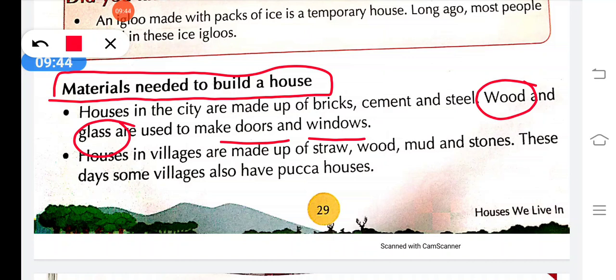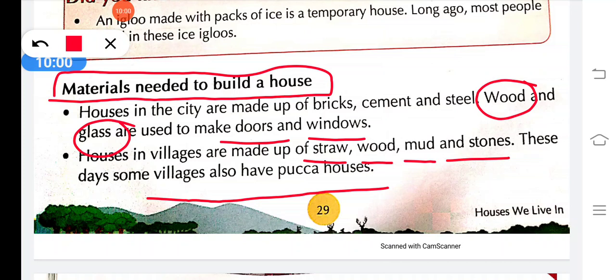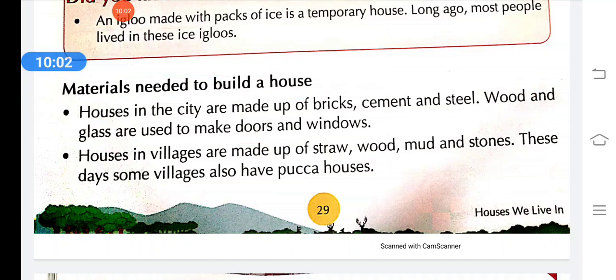But in villages, houses are made up with straw, wood, mud, stone. These days, some villages also have pakka house. If we go to any villages right now, we can see there are many pakka houses. Okay.